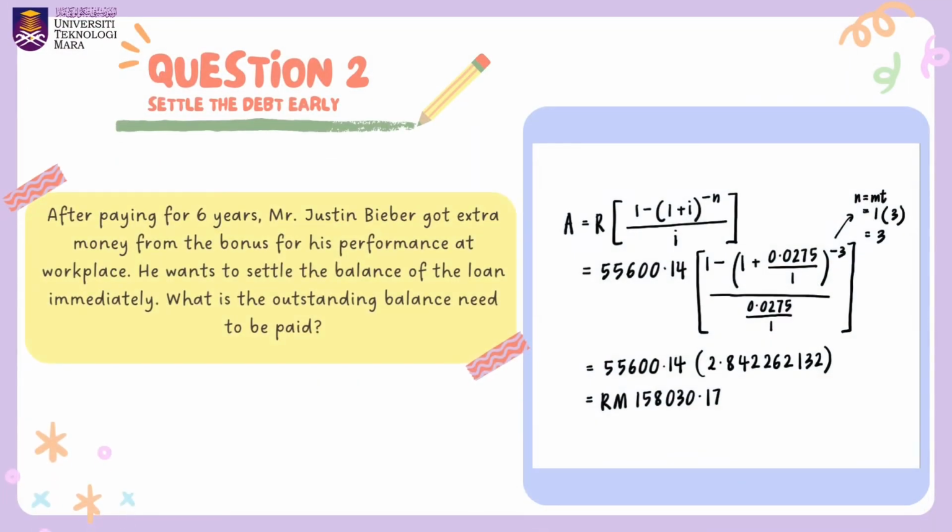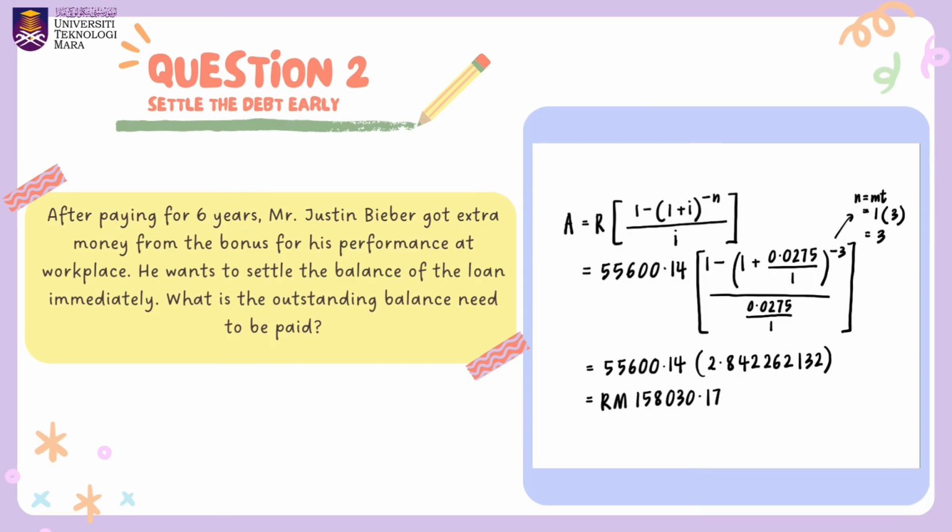Question 2. Settle the debt early. After paying for 6 years, Mr. Justin Bieber got extra money from the bonus for his performance at workplace. He wants to settle the balance of the loan immediately. What is the outstanding balance need to be paid?